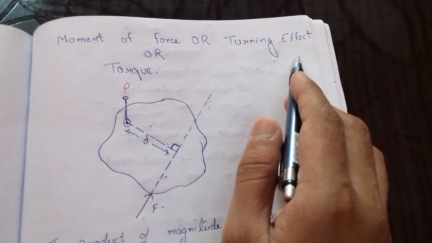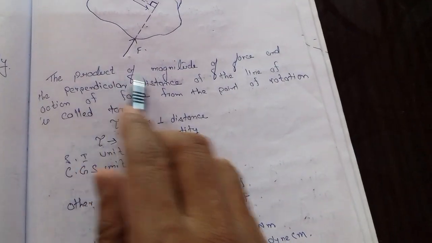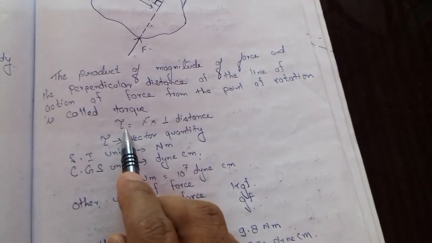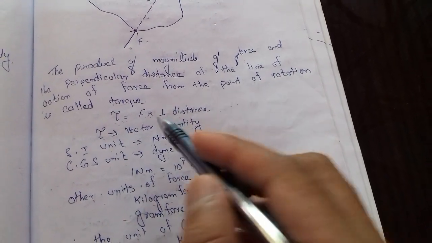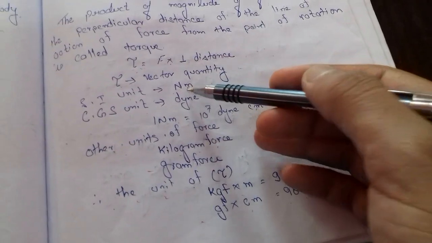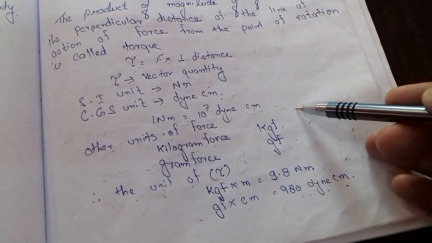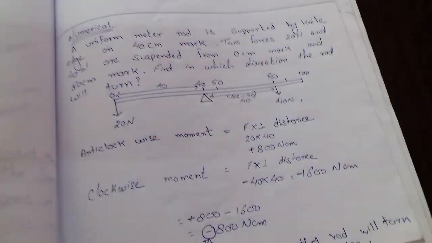In the previous physics class, we studied moment of force, the turning effect. We studied the definition of torque and its formula. Torque is equal to force into perpendicular distance. Torque is a vector quantity, with different units: Newton meter, dyne centimeter, kilogram force, gram force, and their conversions.